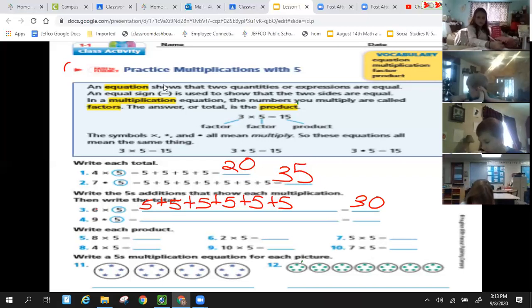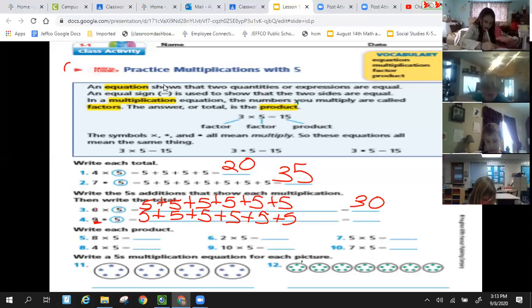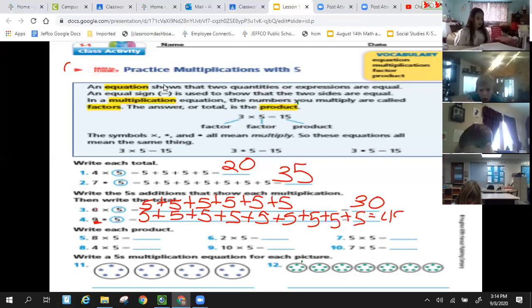9 times 5. How many groups of 5 would I want? If it's 9 groups of 5, how many 5s am I going to draw? What's our first factor in 9 times 5? Good job. So I'm going to need 9 5s. 5 plus 5 plus 5 plus 5. 1, 2, 3, 4, 5, 6, 7, 8, 9. And he said it's 45. And I could check it. 5, 10, 15, 20, 25, 30, 35, 40, 45.